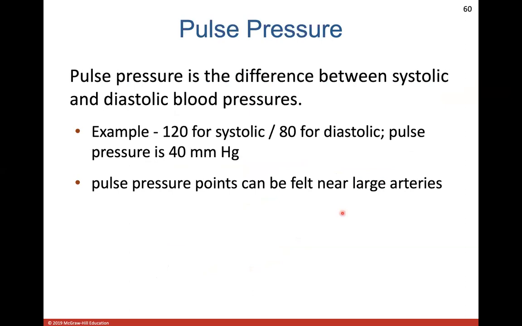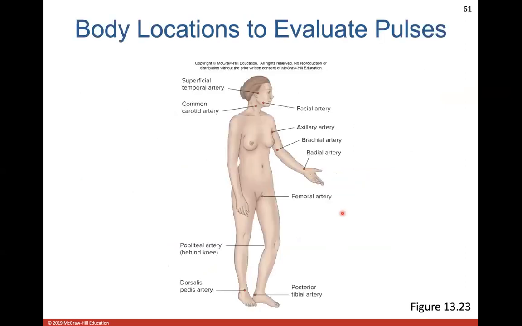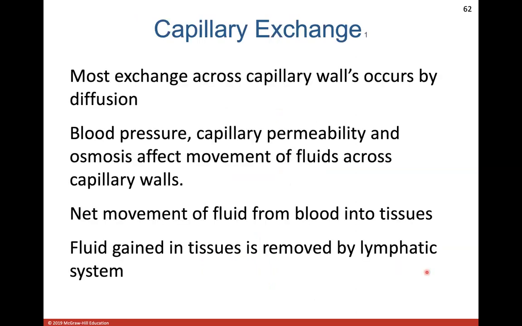The pulse pressure is the difference between your systolic and diastolic pressures. So really simply put, if you have a blood pressure of 120/80, you just subtract the two and your pulse pressure is 40 millimeters of mercury. And the pulse pressure points can be felt near large arteries throughout the body. This is just a visual representation of where these pulse points can be found. You know many of these already: the radial artery in the wrist, the femoral artery, brachial, axillary, facial, common carotid, superficial temporal. You can feel your pulse near your temples. You can feel your pulse behind your knees or around the ankle region and posterior tibial region.